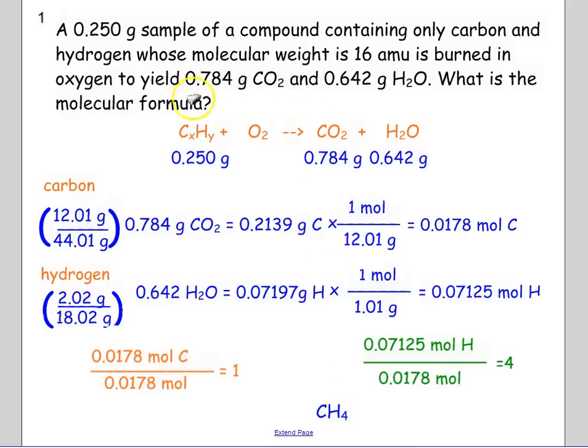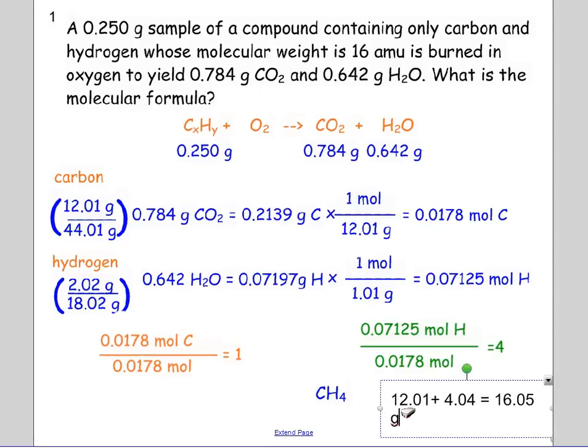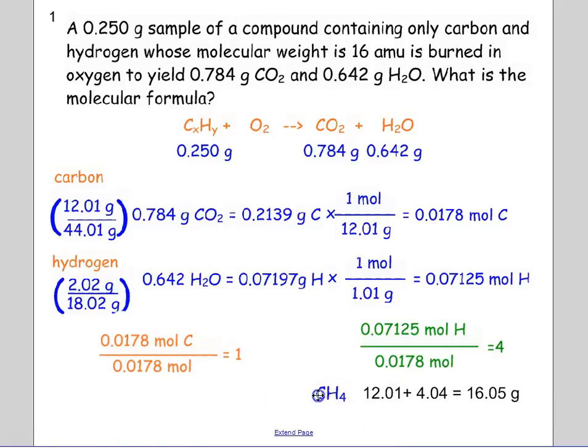The problem said find the molecular formula. So let's figure out the empirical weight of CH4. Carbon is 12. And each hydrogen is 1.01. So it turns out that my empirical formula and my actual formula are the same. This is methane.